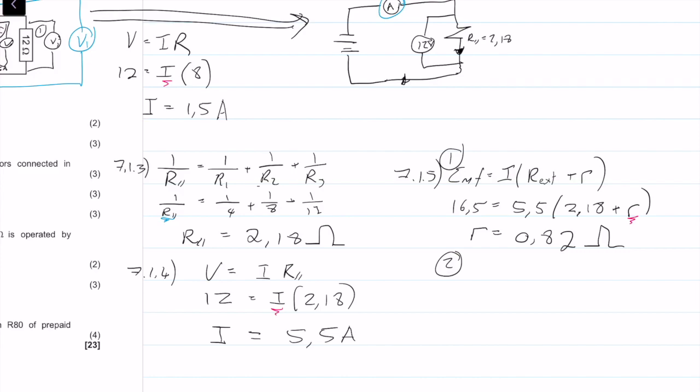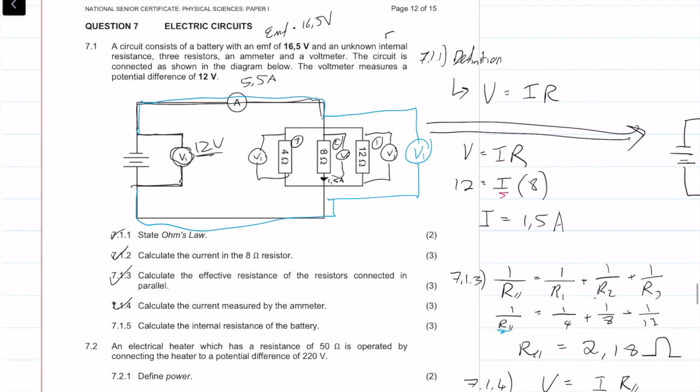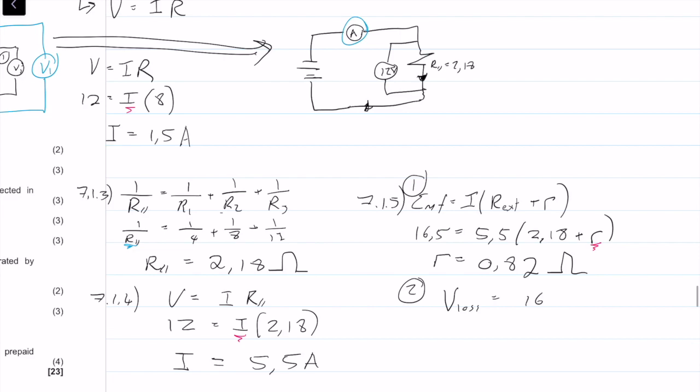Method 2 is I look for the voltage loss. The voltage that we've lost to the internal resistance is going to be our 16.5 minus 12 volts. So 16.5 minus 12 volts gives us 4.5 volts. Okay, so this is our voltage loss.